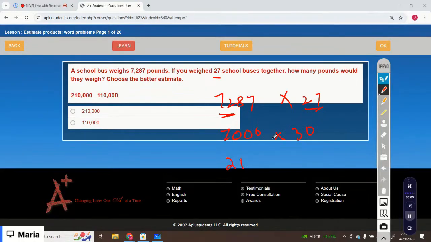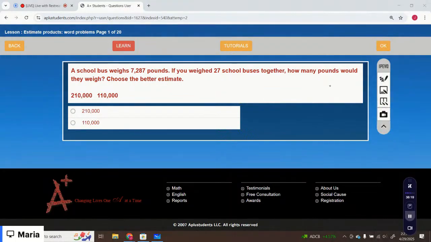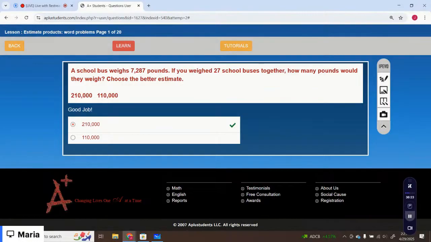Very good. That is 7 times 3 is 21. Then you need to add the 4 zeros. So option number 1 is the correct option. That is 210,000. Option number 1 is the correct option.